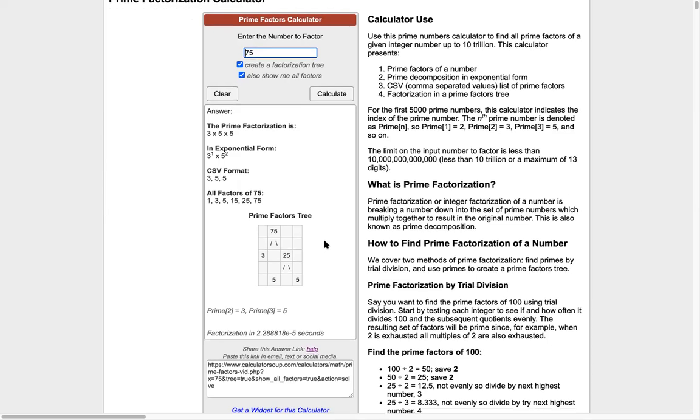So the prime factors tree shows a pretty simple breakdown of prime factoring of 75. 3 is the smallest number to go into 75 evenly. It's the smallest prime number, I should say. And it results in 25. And you can break down 25 into 5 and 5, which are its prime factors, and the smallest prime factors that go into 25. So you're done because, of course, 5 is a prime number.